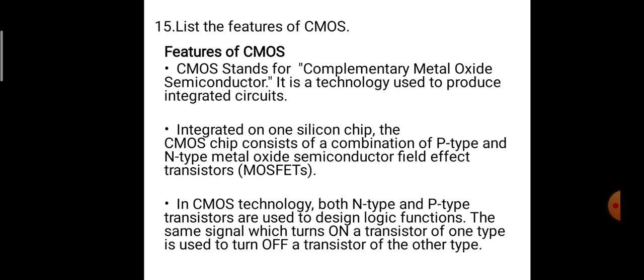Second semester Electronics and Communication Engineering course, Basics of Semiconductor Devices. Unit 3, Field Effect Transistor. Now we are discussing the question bank questions along with answers.